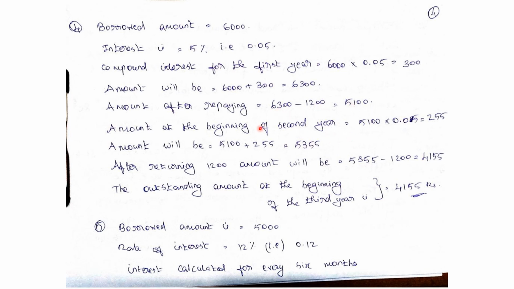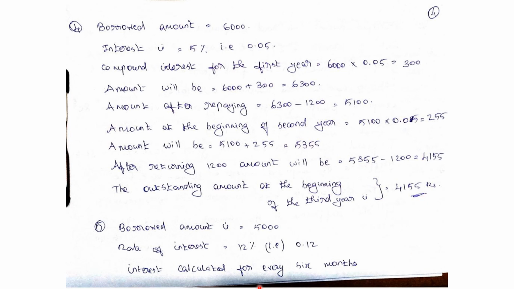We'll get 5,100. Amount at the beginning of the second year is 5,100. To calculate the compound interest, we multiply it with 0.05. We'll get 255. So the amount will be 5,100 plus 255, 5,355. After repaying 1,200, the amount will be 5,355 minus 1,200, we'll get 4,155. So the outstanding amount at the beginning of the third year is 4,155 rupees.